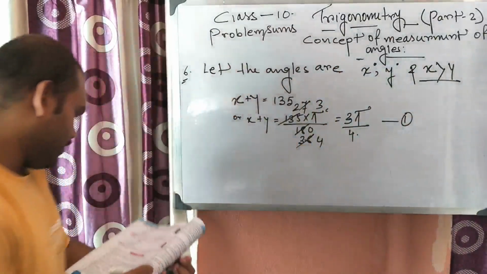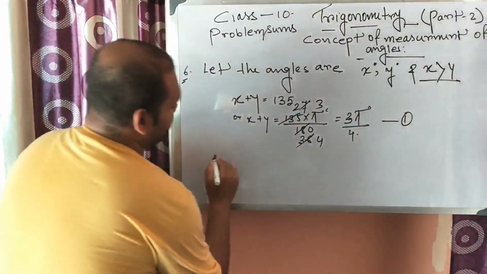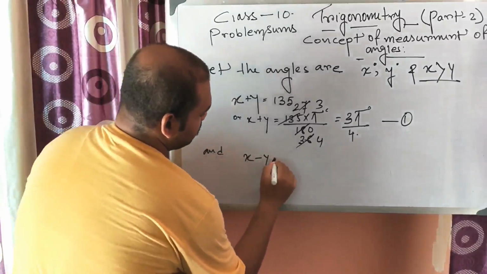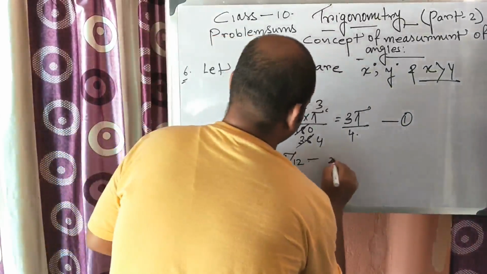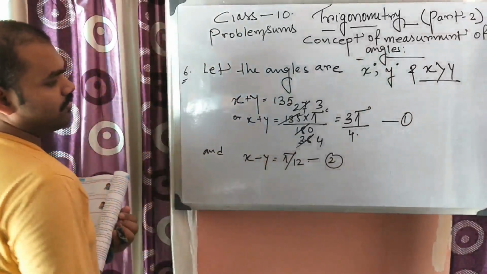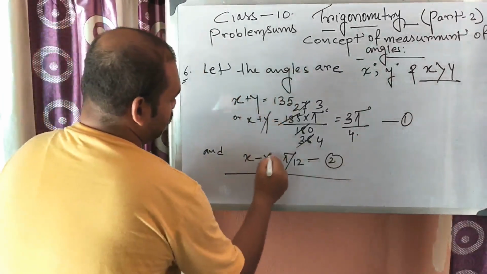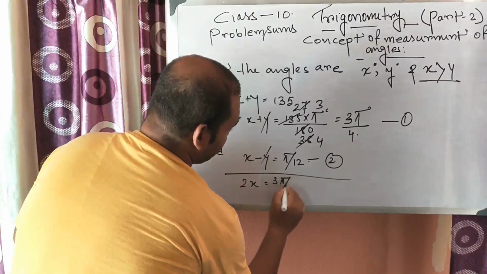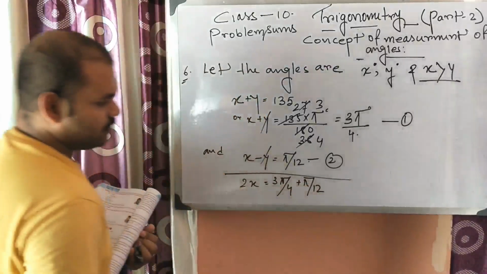And what is the second equation? Their difference is pi by 12, that is x minus y is equal to pi by 12. So this is equation 2. Now try to solve these two. We just add these two equations. So y cancels out. So 2x will be 3 pi by 4 plus pi by 12. What will be the value?